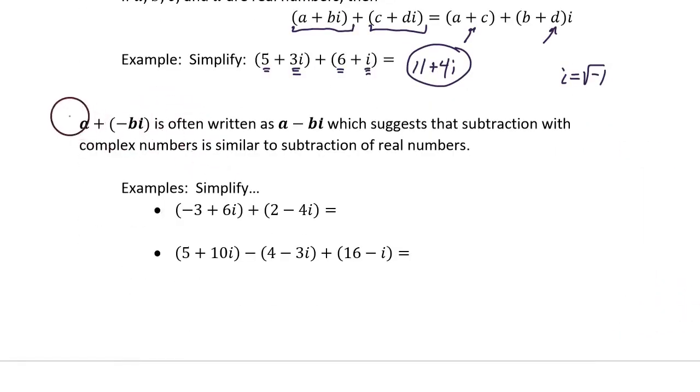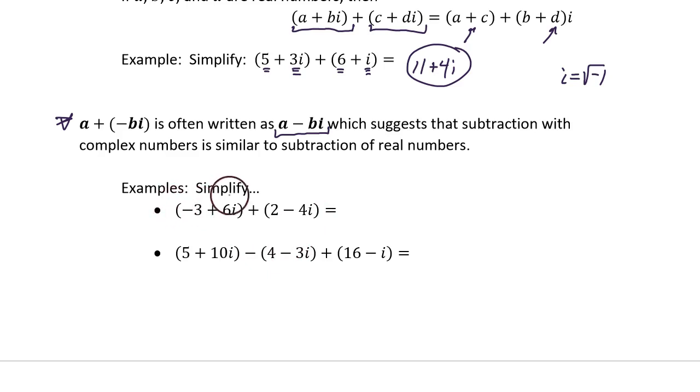If you ever see an expression like this, a plus -bi, we can use the same rule that we learned about positive and negative numbers earlier this year and simplify it as a minus bi. And this indicates what subtraction is in the complex numbers. You follow the same rule as subtracting real numbers.